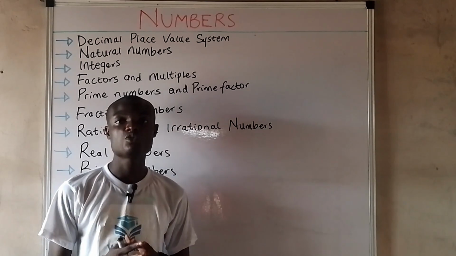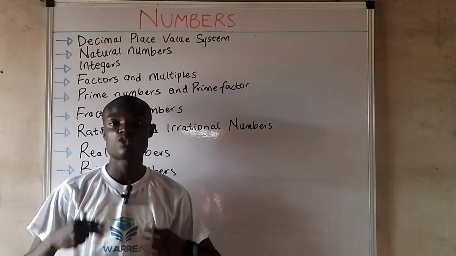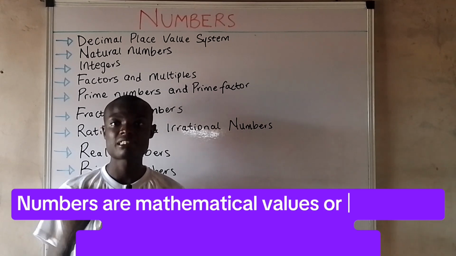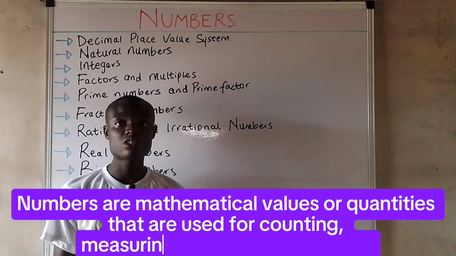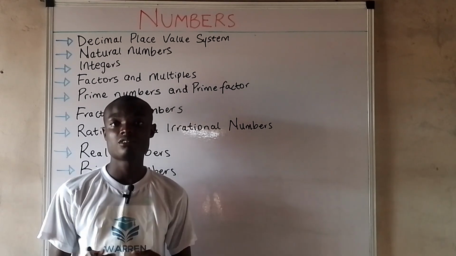Before we do that, we have to understand what numbers are, or the definition of numbers. Numbers are mathematical values or quantities that are used for counting, measuring, labeling, or ordering.